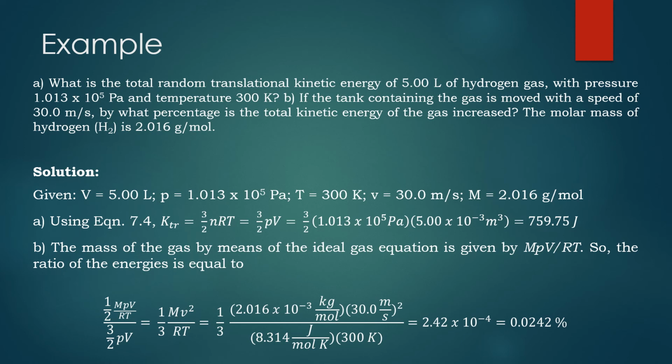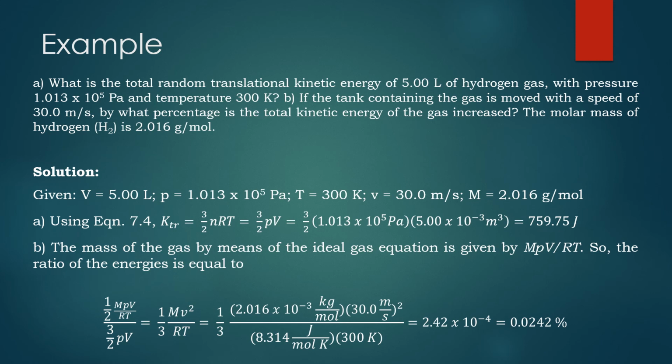For question letter B, the mass of the gas by means of the ideal gas equation is given by the molar mass times the pressure times the volume divided by R times T. So, the ratio of the energies is equal to 1/2 the molar mass times pressure times volume divided by R times T all over 3 halves PV. This is equal to 1/3 times the molar mass times the square of the speed divided by R times T.